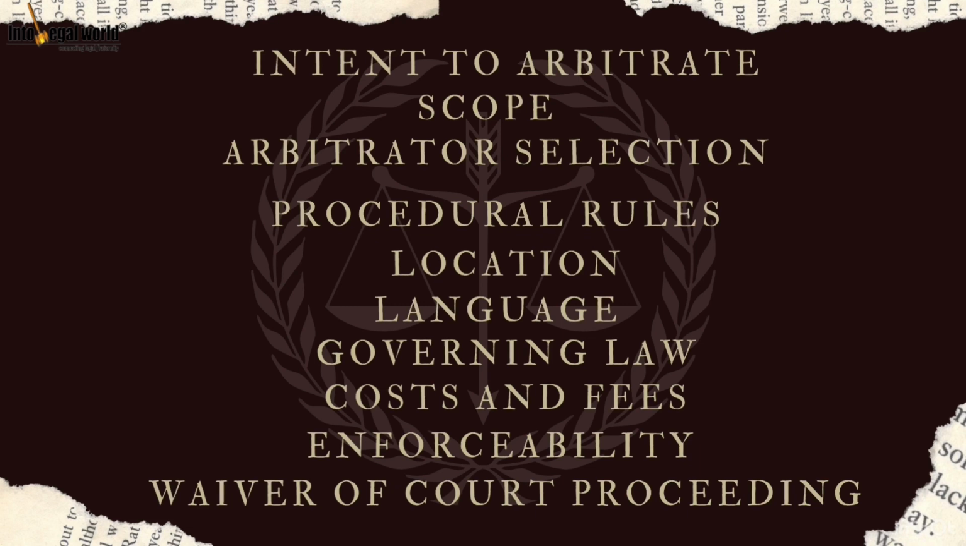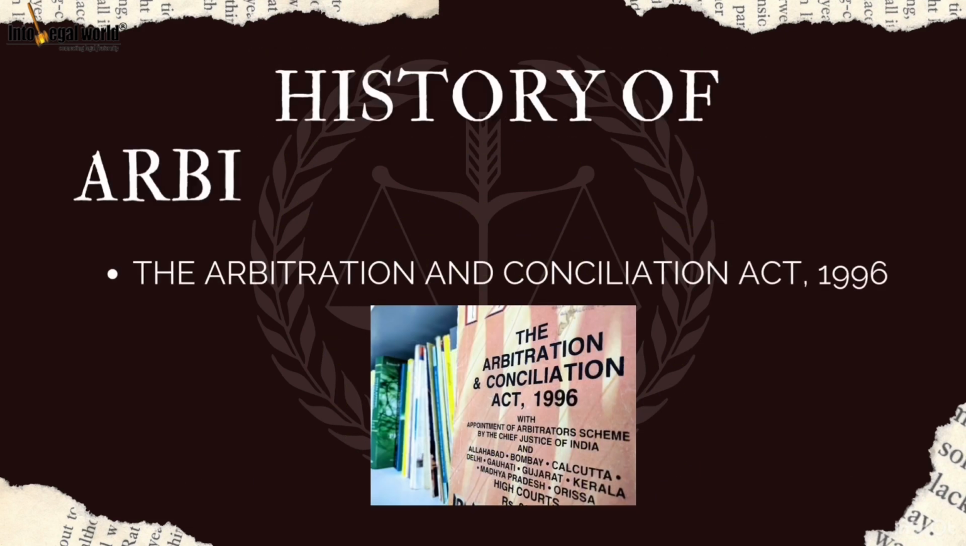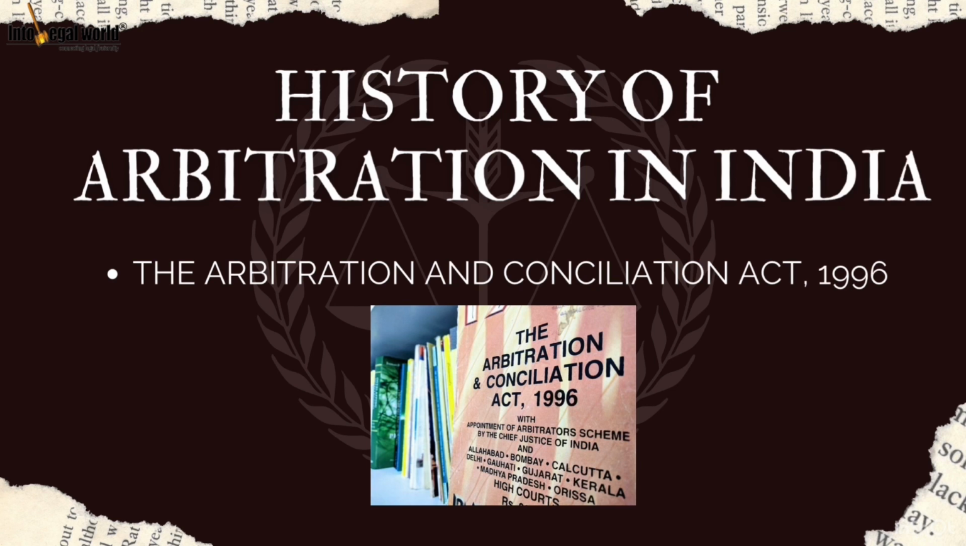Now, let's move on to the history of arbitration in India, starting with the Arbitration and Conciliation Act of 1996. The historical context is that it's the modern legislation that governs arbitration in India. It replaced the outdated Indian Arbitration Act of 1940. It was a significant overhaul of India's arbitration laws, bringing them in line with international standards and best practices. It aimed to make arbitration a preferred mode of dispute resolution over the years.